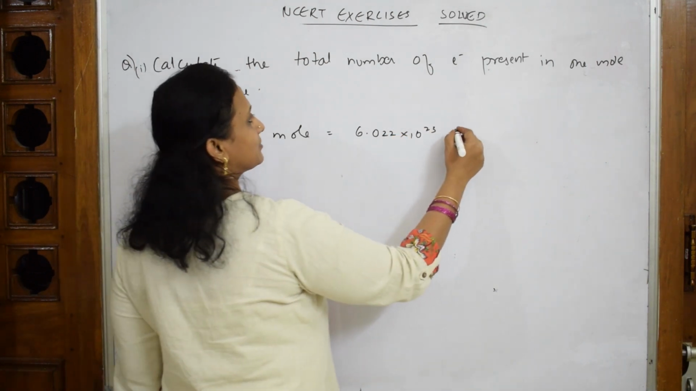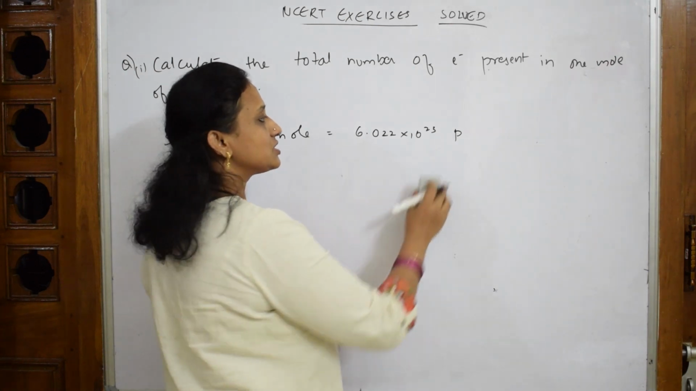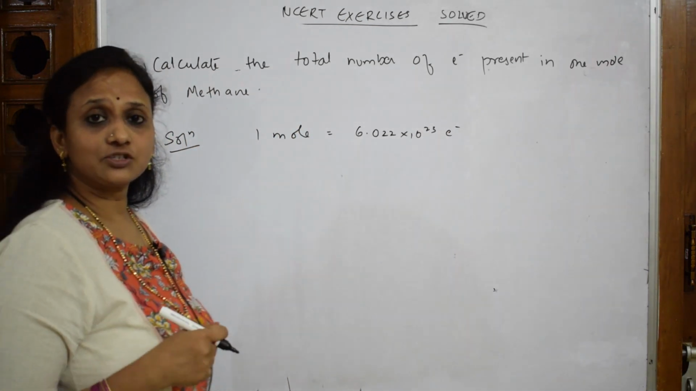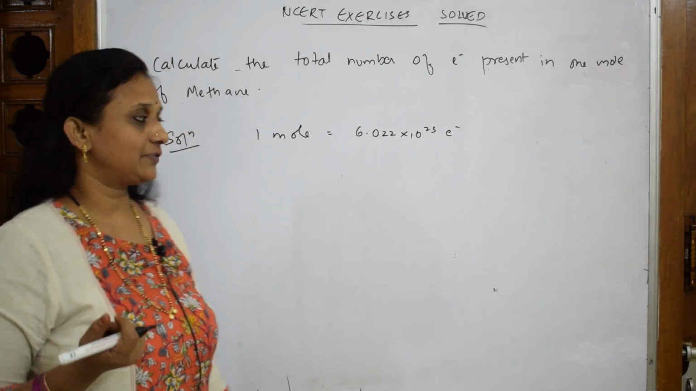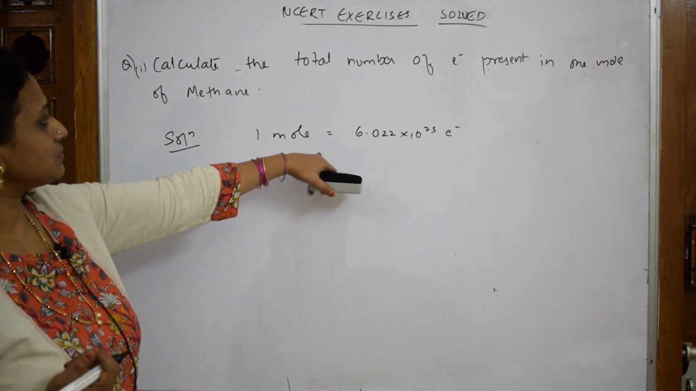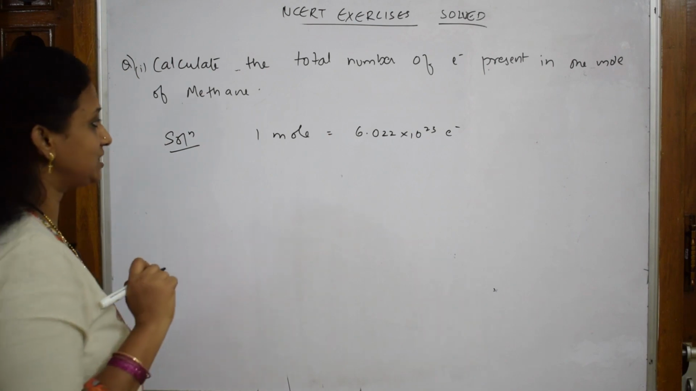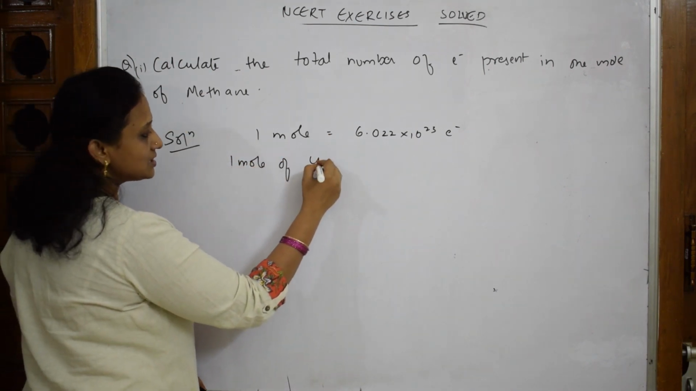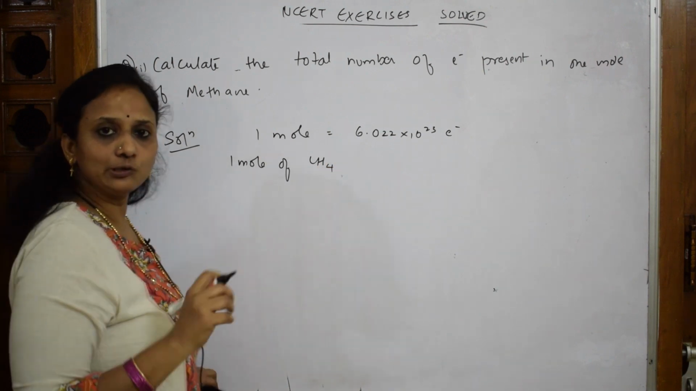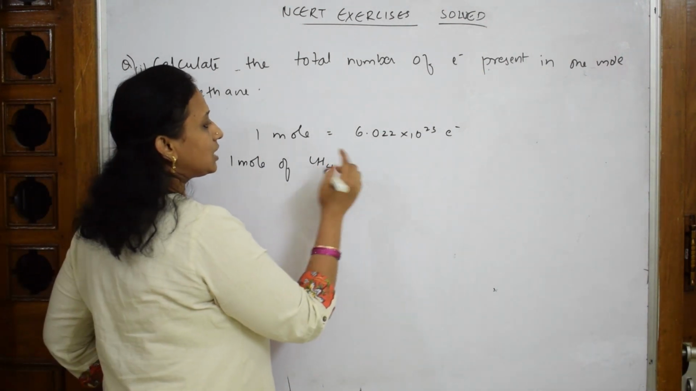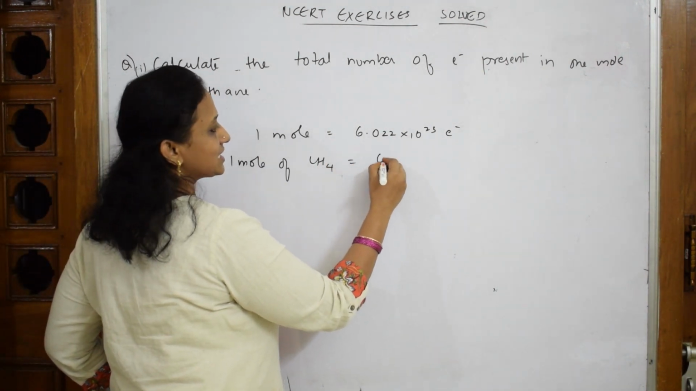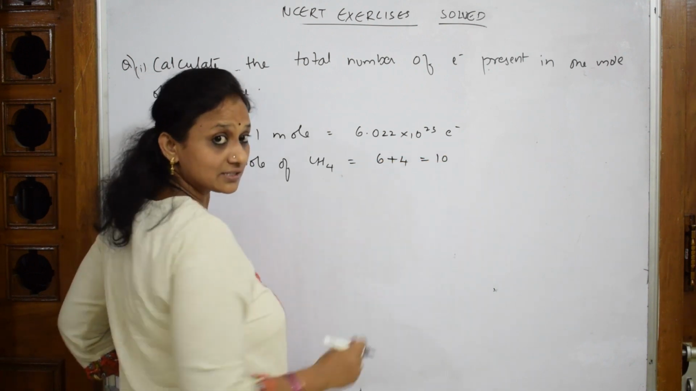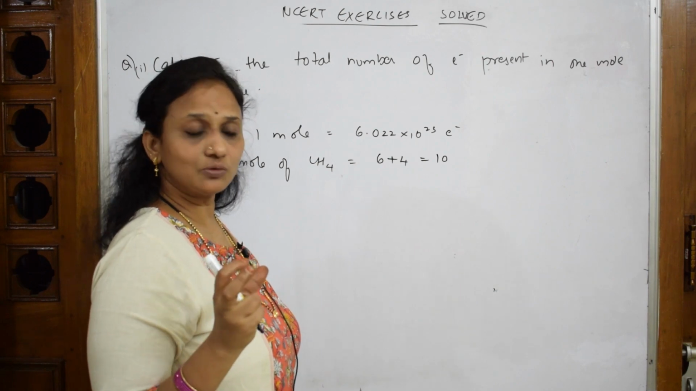Okay, let us write the number of electrons they've given. So here, particles can be electrons, ions, isn't it? Fine. So now, what do they ask me? Present in 1 mole of methane, they said. What is 1 mole of methane? 1 mole of methane means the molecule. How many molecules are present in this, isn't it? Now, carbon is how many? It is 6 plus 4. It is equal to 10, isn't it? The methane molecule has 10.